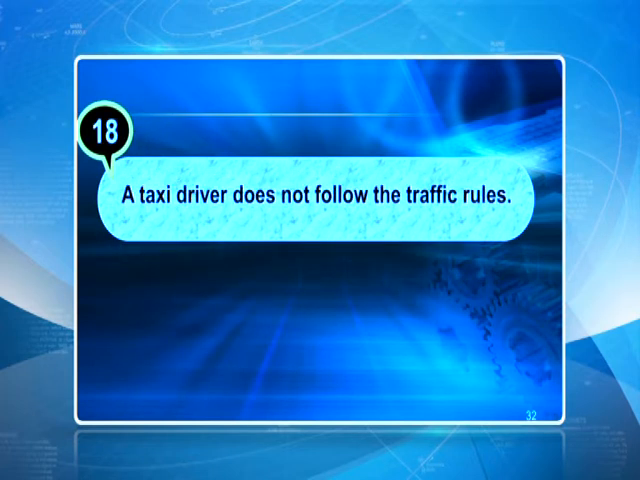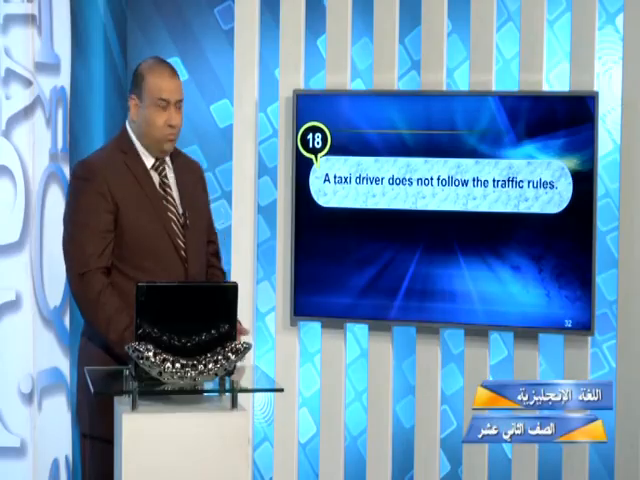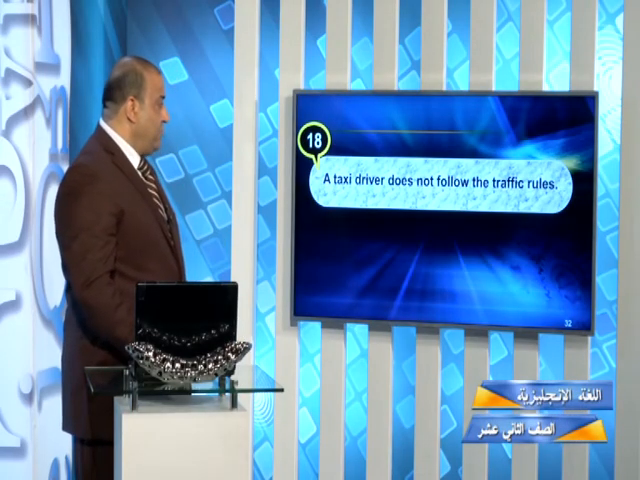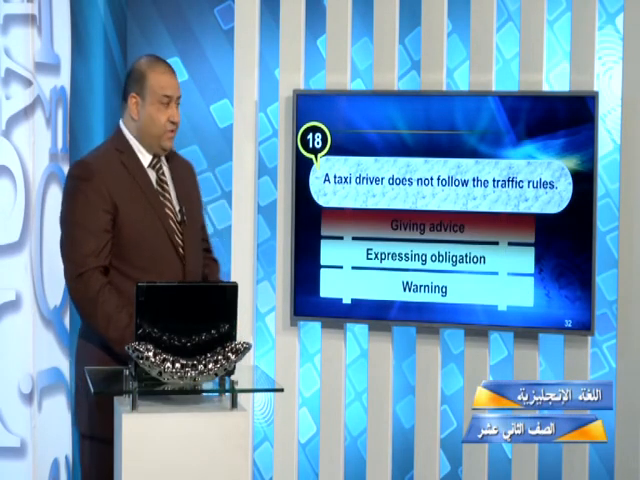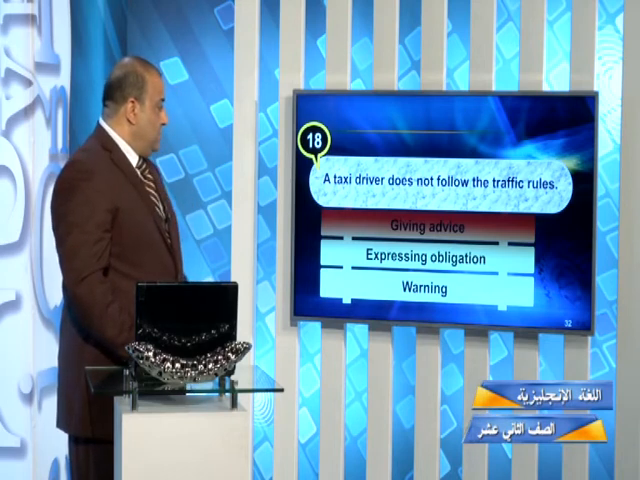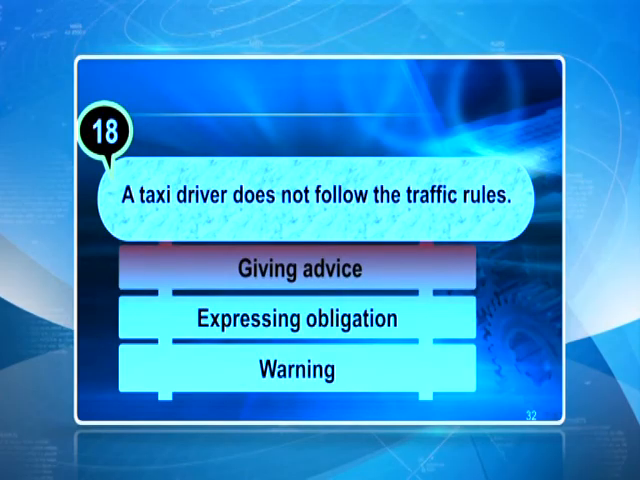Let's have a look at the last sentence. "A taxi driver does not follow the traffic rules." For example, he breaks the rules. So what is your role here, or what is your response to him? Giving advice, you may advise him by saying "you should," or "I advise you," or "it's better for you." Expressing obligation by saying "you must," or "you have to." Or by warning. Why? Because he has broken the laws.